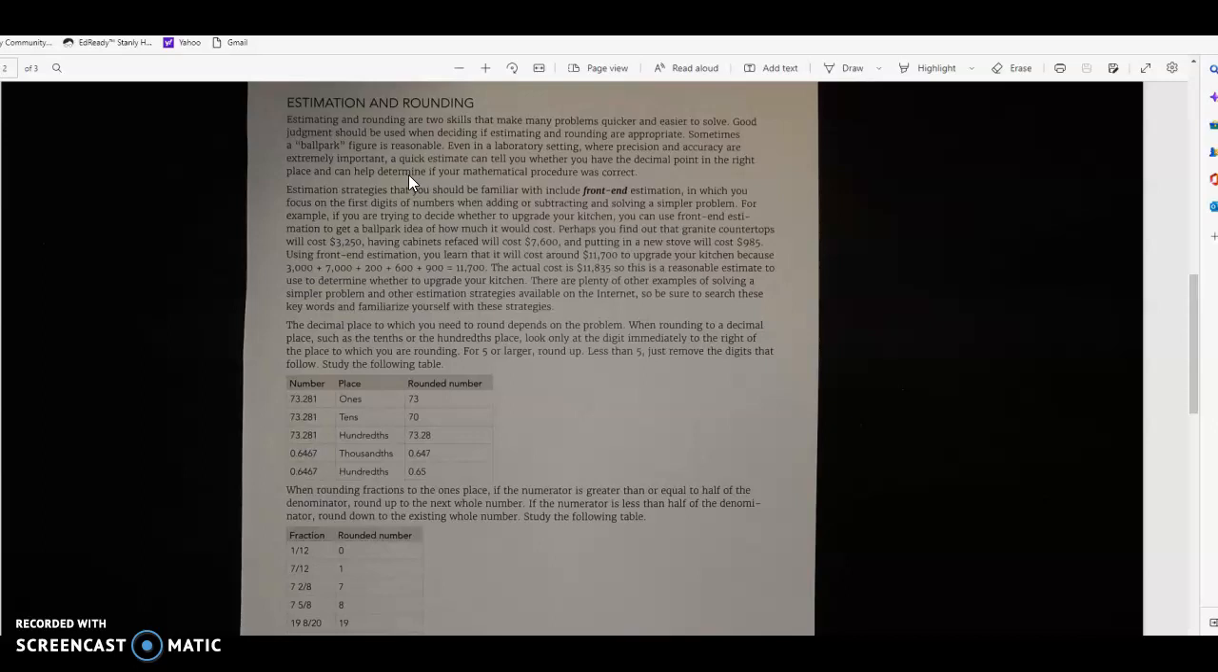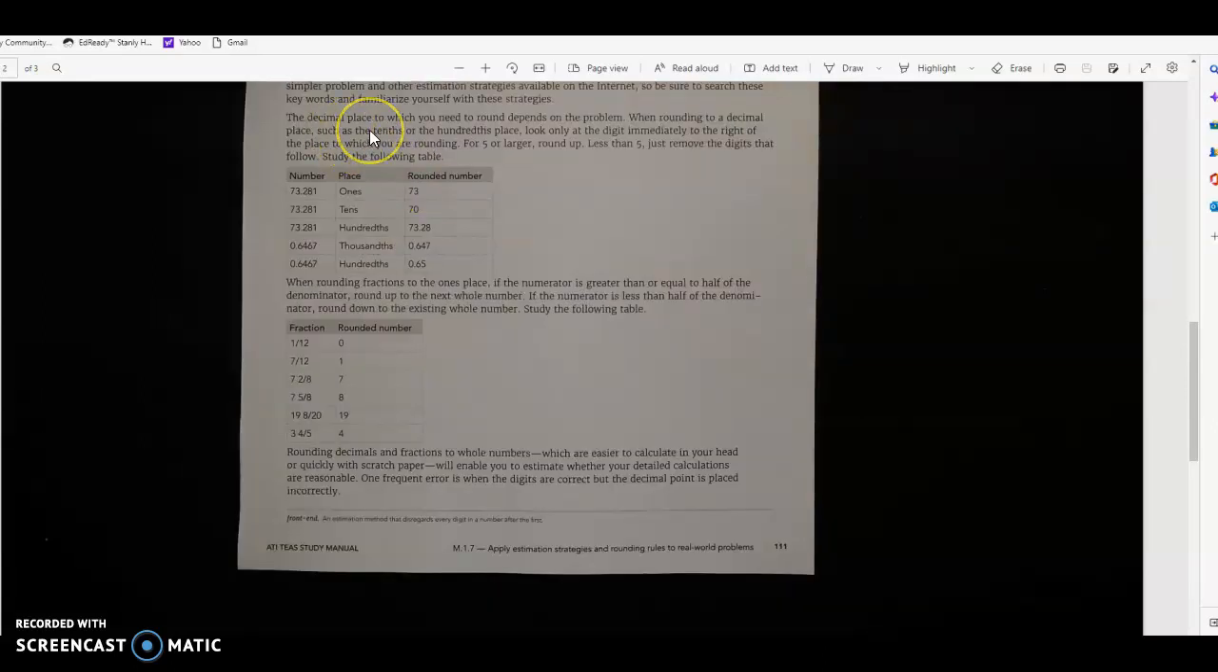When working a problem, you can estimate your answer to determine if your mathematical procedure is correct before you solve the problem. So in this front-end estimation example here, you focus on the first digit of numbers when adding or subtracting and solve a simpler problem. I'm going to let you read this, but in this particular example, they rounded 3250 to 3000. They rounded 7600 to 7000. The new stove is 985, so they rounded that to about 900, and they used that to make it a whole lot easier to add without using a calculator.